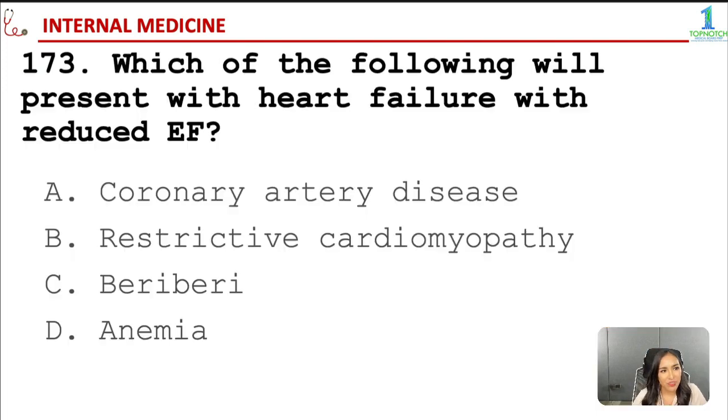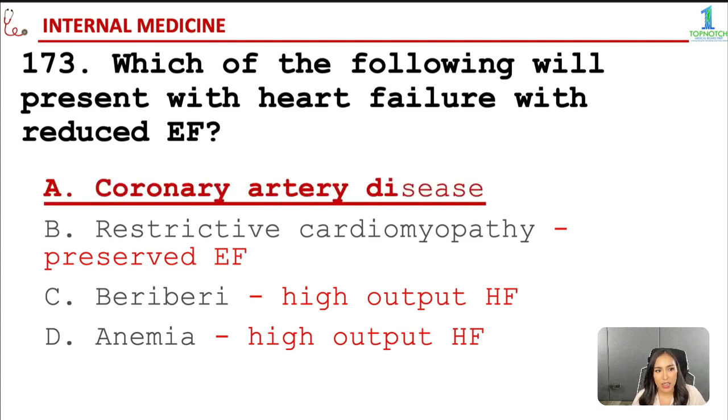Okay. Let's go to 173. Which of the following will present with heart failure with reduced ejection fraction? The correct answer is A, coronary heart disease. Why? Let's look at B, restrictive cardiomyopathy: preserved EF. Beriberi and anemia are high output HF.